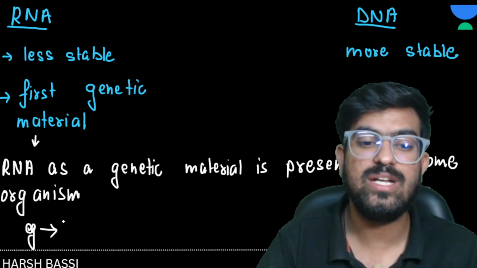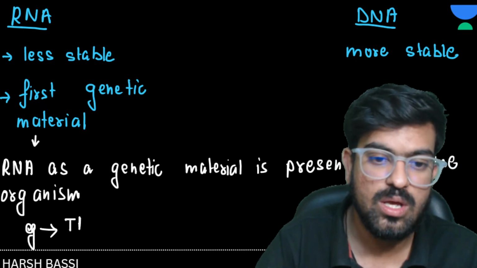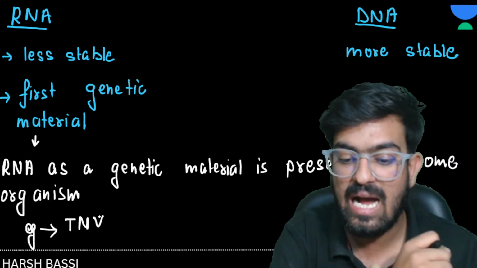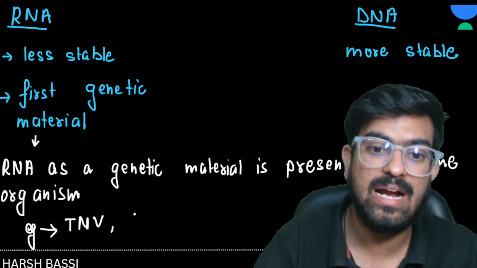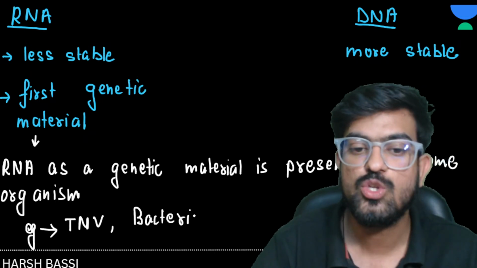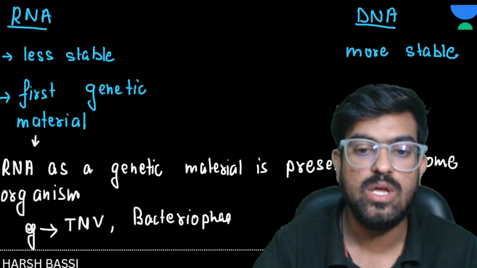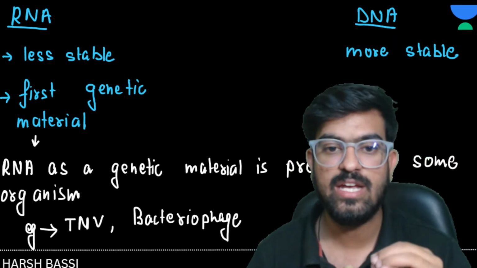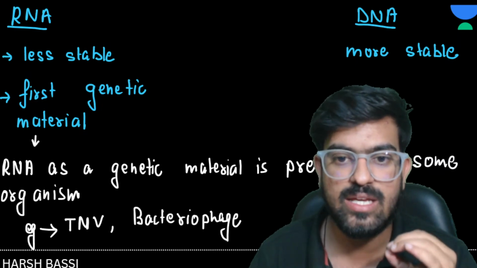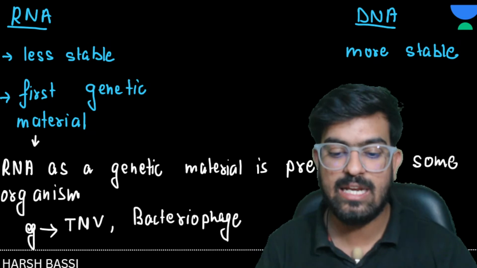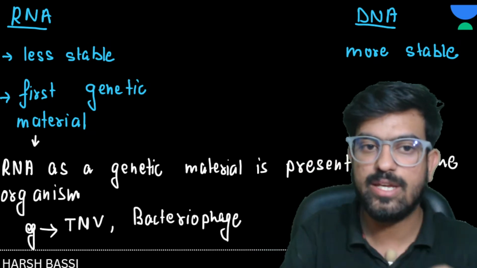So first of all, in TMV, tobacco mosaic virus, what is the genetic material? RNA. And if I talk about the bacteriophage, in bacteriophage also, guys, what type of genetic material do we have? The genetic material is RNA. Yes or no? Clear to everyone? Yes or no?